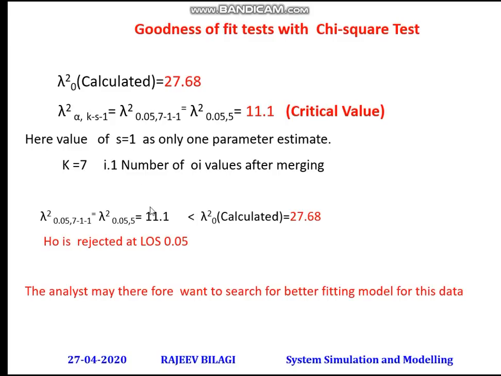So now if you look at the critical value, 7 minus 1 minus 1 is equal to 5, that is 11.1 in the chi-square table. So now the calculated value is much more than the critical value, so it is rejected. So the analyst may therefore want to fit a different distribution for this particular data.